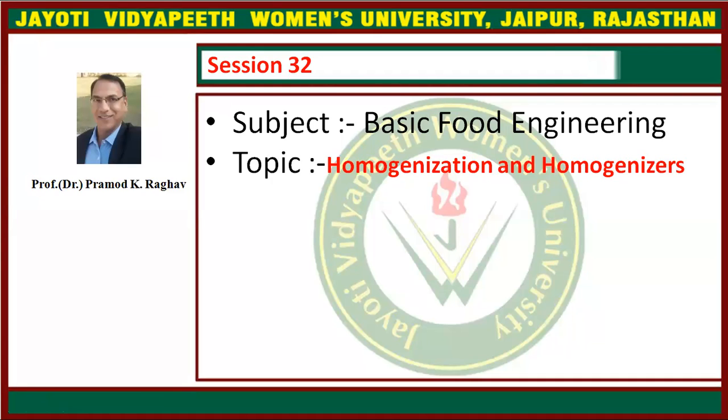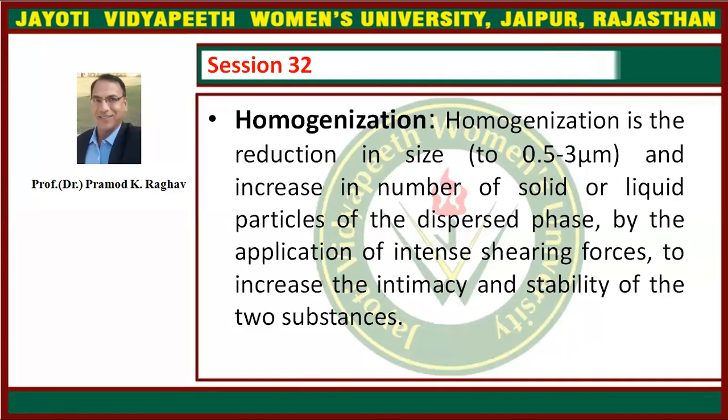Today's topic is homogenization and homogenizers. To define homogenization, let's go to the next slide. It says that homogenization is the reduction in size, somewhere from 0.5 to 3 micrometer, and it increases the number of solid or liquid particles of a dispersed phase. It all happens by the application of shearing forces. How these shearing forces are created and applied is all done in an equipment known as a homogenizer.